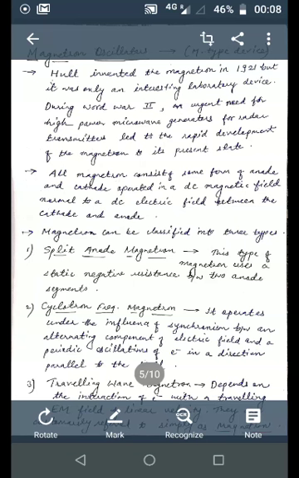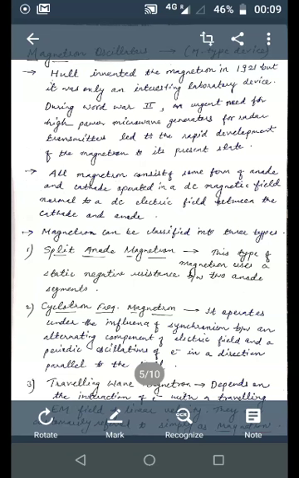Magnetron oscillator is a device developed to generate high microwave power. Hull invented the magnetron in 1921, but it was only an interesting laboratory device then. During World War II, an urgent need for high power microwave generators for radar transmitters led to the rapid development of the magnetron to its present state.